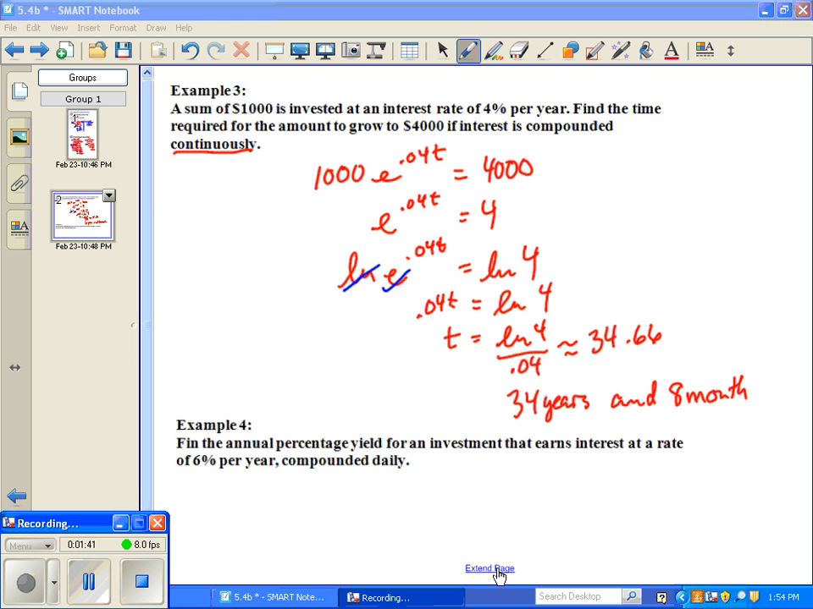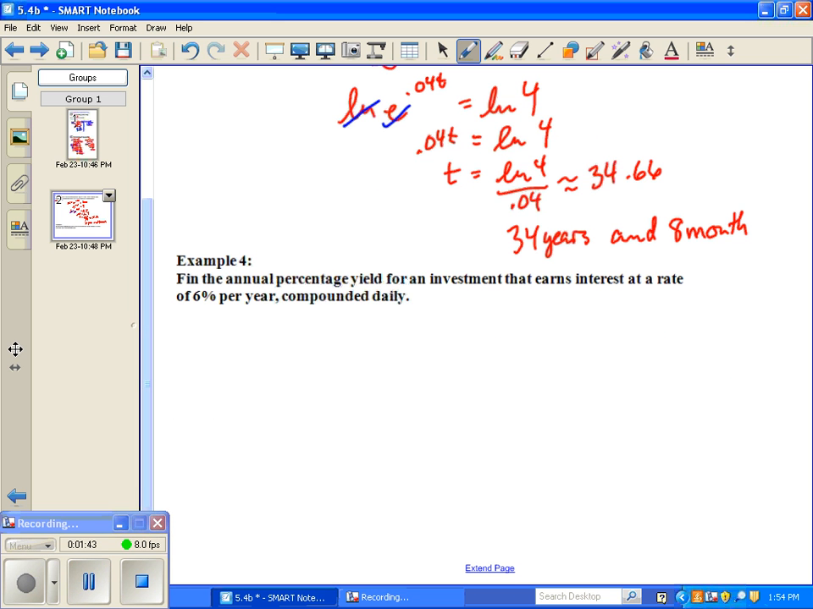Okay, in example 4, we have a slightly different problem. Find the annual percentage yield for an investment that earns interest at a rate of 6% per year compounded daily. So there are two parts to this problem. First, we need to figure out how much the principal will grow. And then we apply a simple interest formula to find the percentage yield.